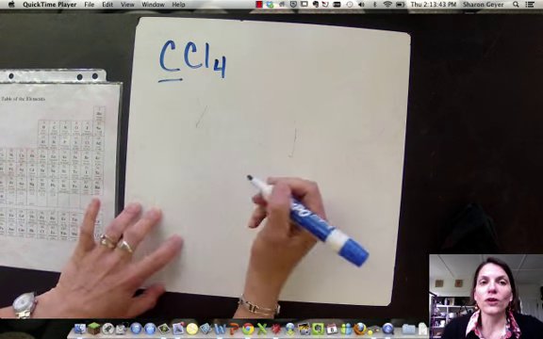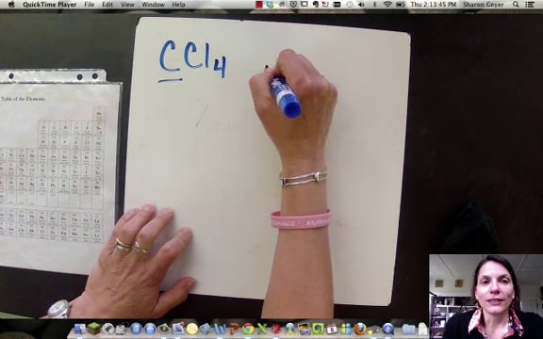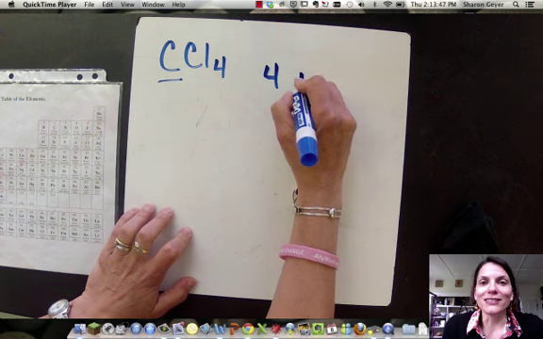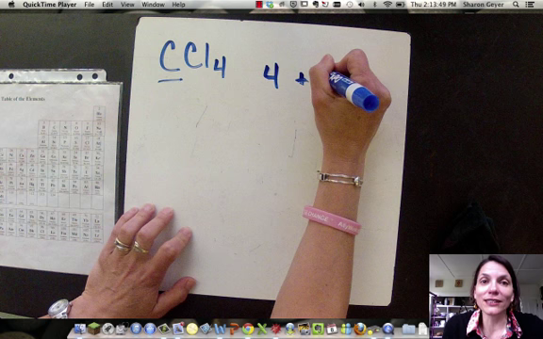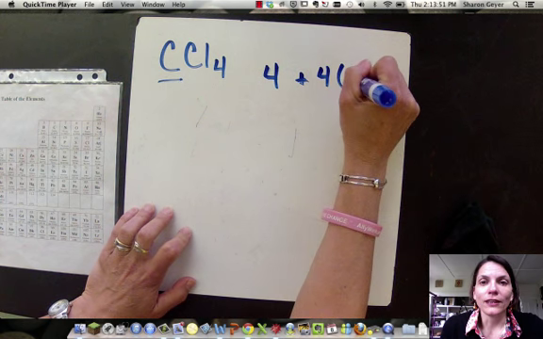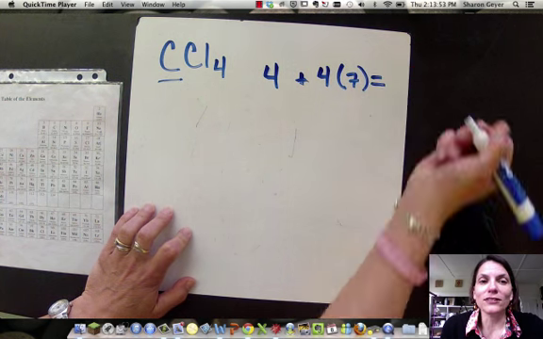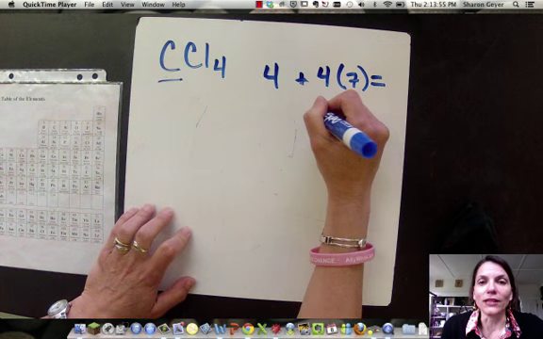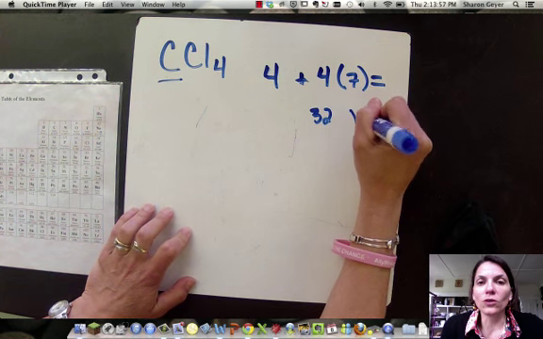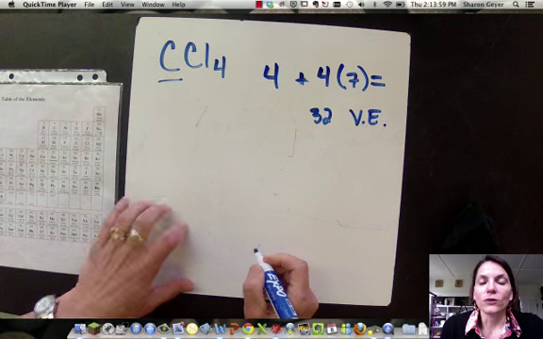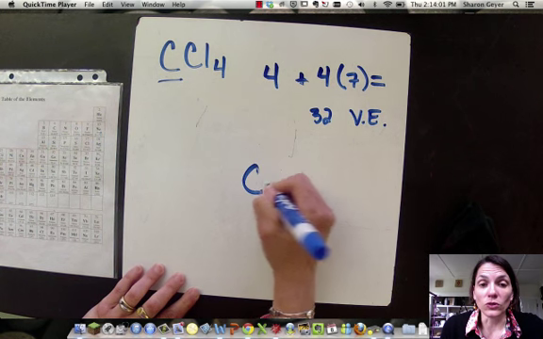Okay, so we're going to draw the molecule carbon tetrachloride. Carbon is underlined because it's in the middle. There are 4 valence electrons in carbon, and there are 7 in each chlorine atom. So we have to first total up the valence electrons, which gives you 32 in total.